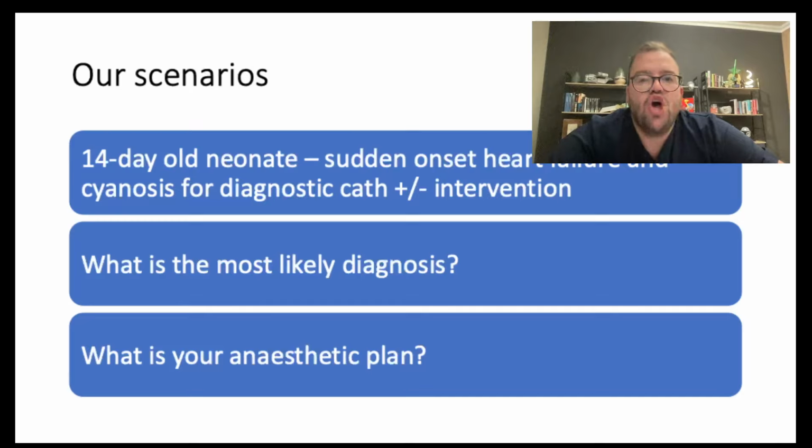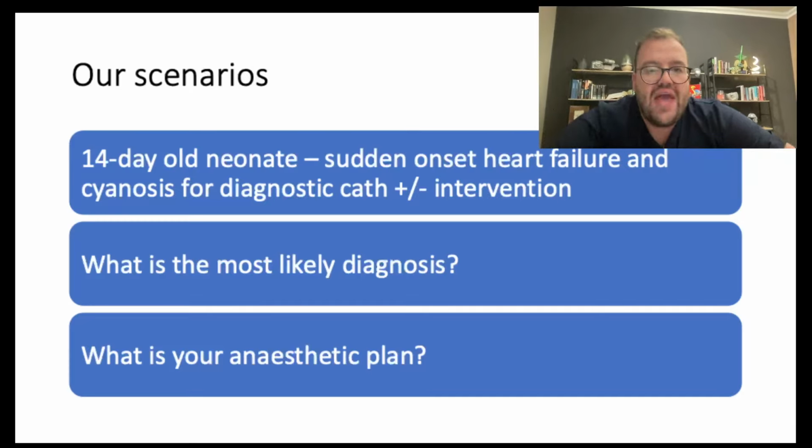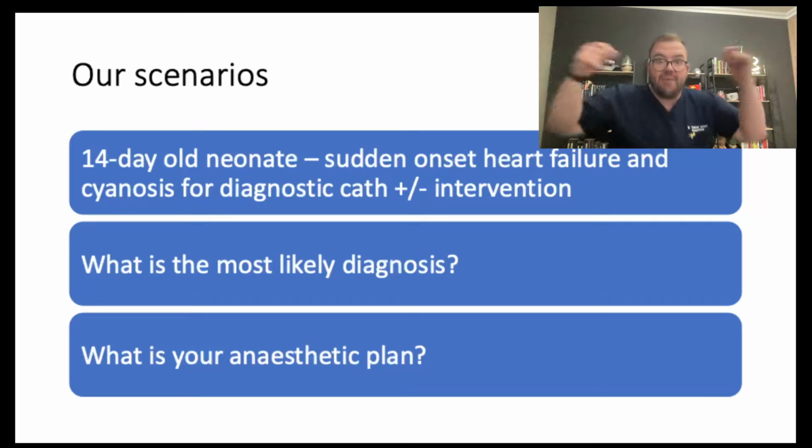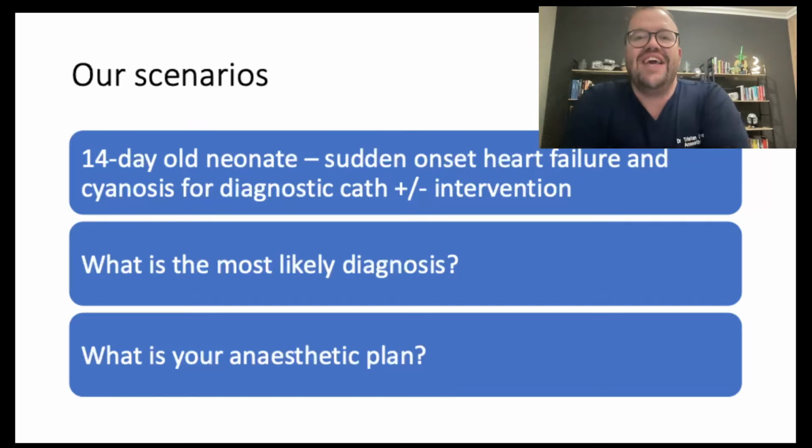So guys, we need to go back to our scenarios. We have a 14-day-old neonate with sudden onset heart failure and cyanosis for diagnostic cath and intervention. What is the most likely diagnosis? Well, it's got some sort of duct-dependent circulation, because what did I say to you? When does the duct close? The ductus arteriosus? Day 14. So this child has most likely got a tricuspid atresia, or a transposition of the great vessels, or a truncus arteriosus, or a hypoplastic left or right heart.